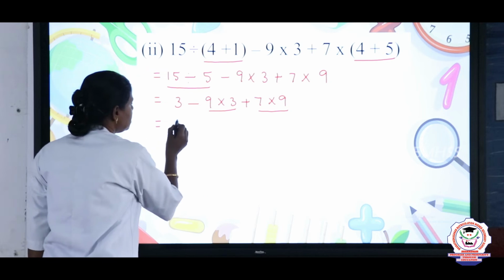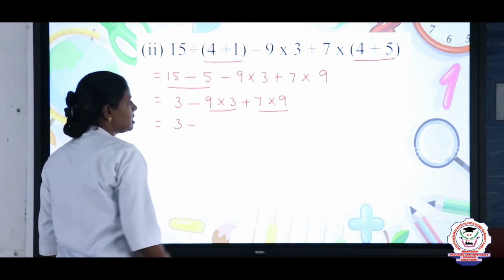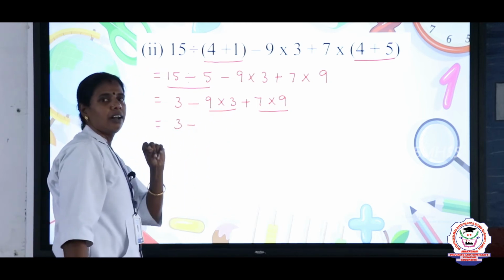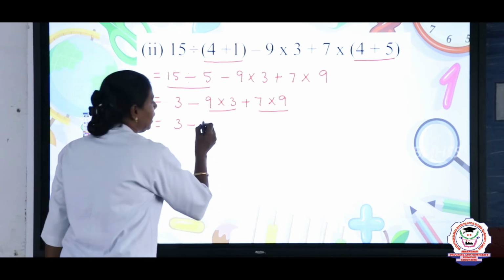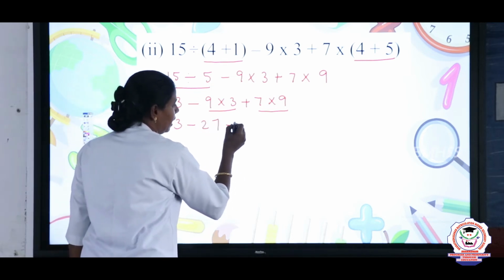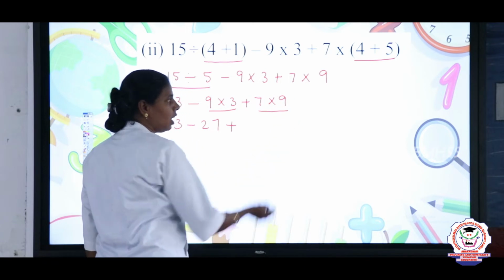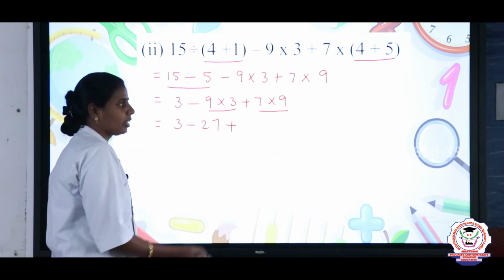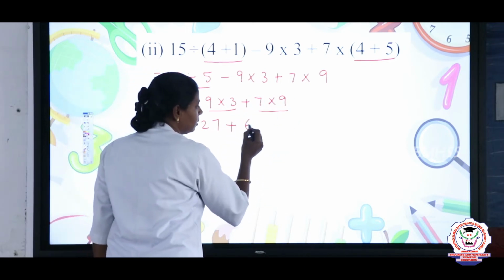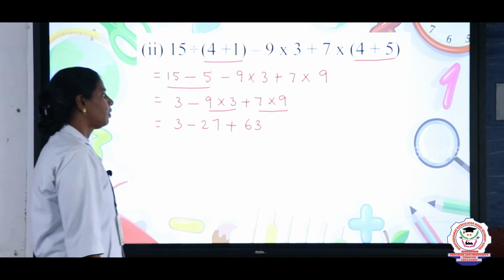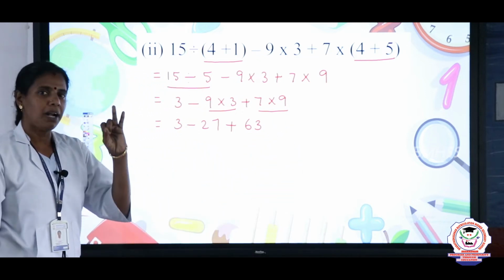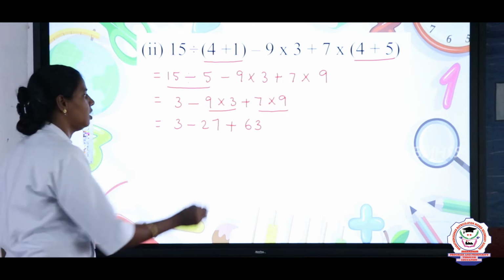The next step is 3 minus, what is 9 threes? 9 threes are 27, plus 7 into 9. What is 7 nines? 7 nines are 63. Now after division and multiplication, the next is addition.